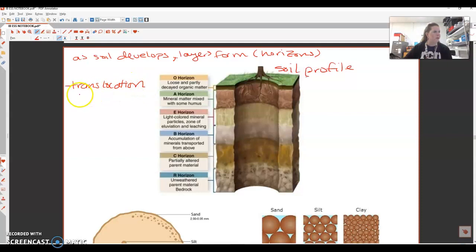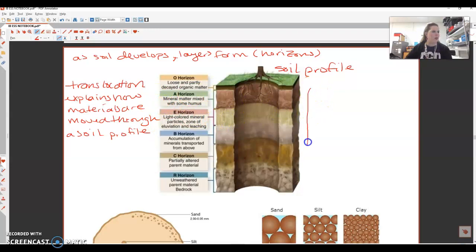Okay, so translocation explains how materials are moved through a soil profile. Okay. So when we look at this, we know that going down, we're going to have decreasing organic matter. You're going to have more organic matter at the top because that's where most of the life is going to be. Okay, so decreasing organic matter.